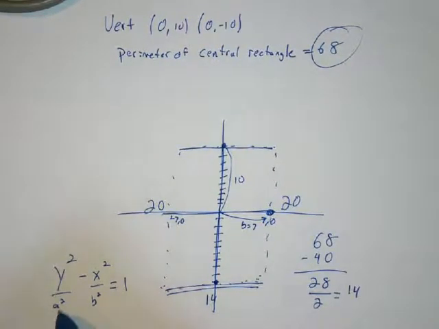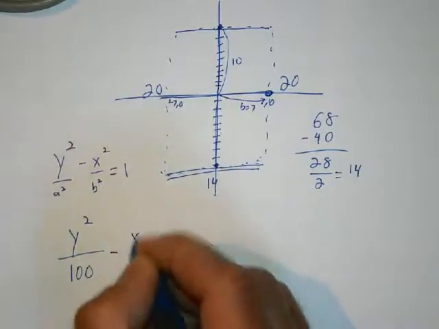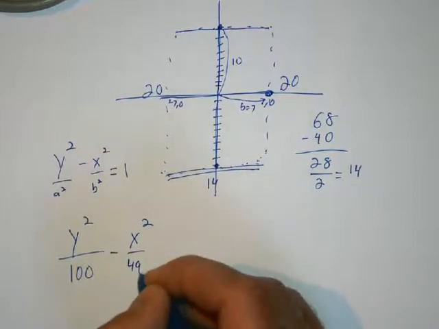10 squared is 100, and 7 squared is 49. Okay.